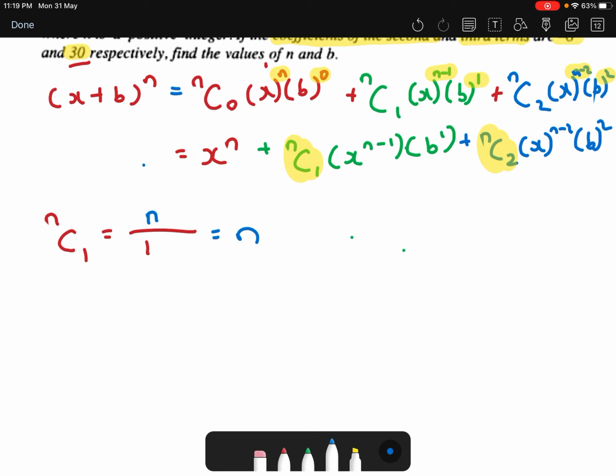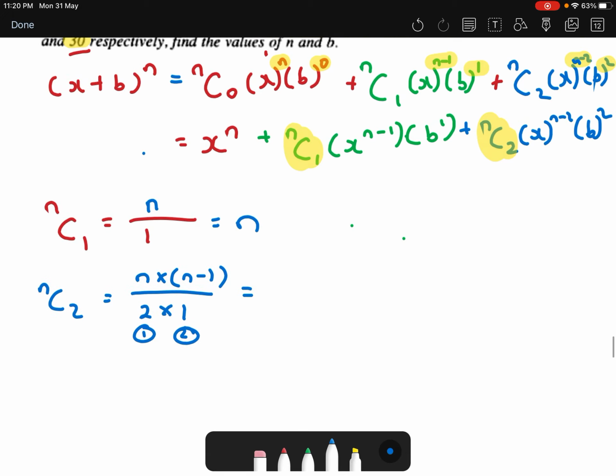Let's move on to n choose 2. N choose 2 has 2 factorial in the denominator. 2 factorial means 2 times 1. Since my denominator has 2 terms, the first term and the second term, my numerator must also have 2 terms. So n multiplied by n minus 1, over 2.